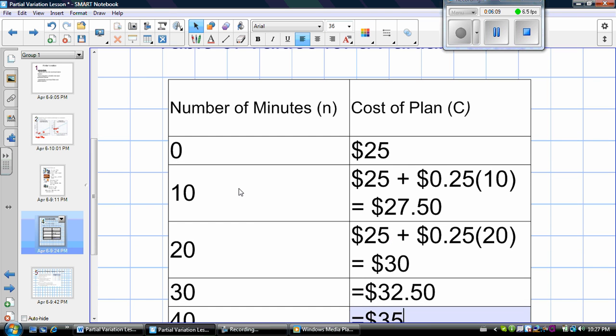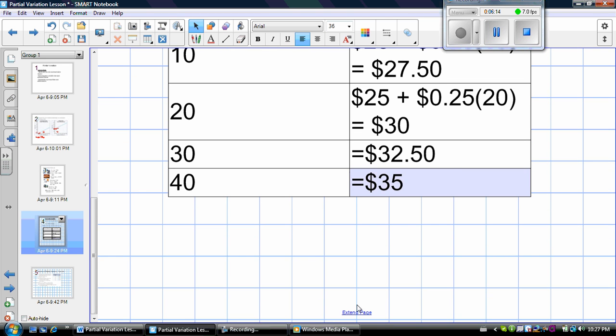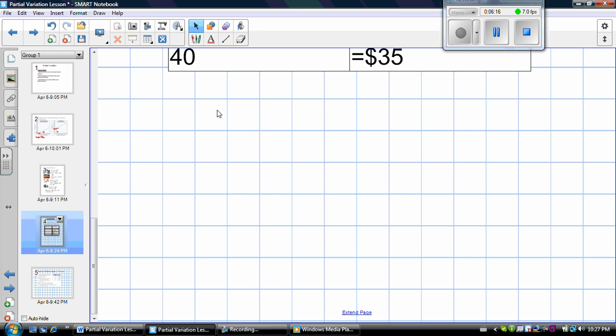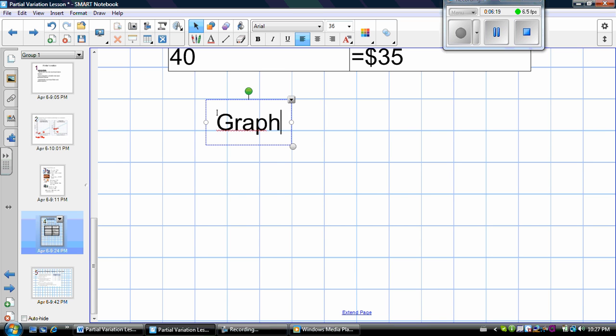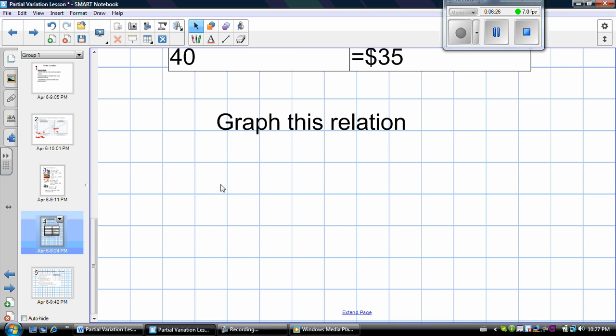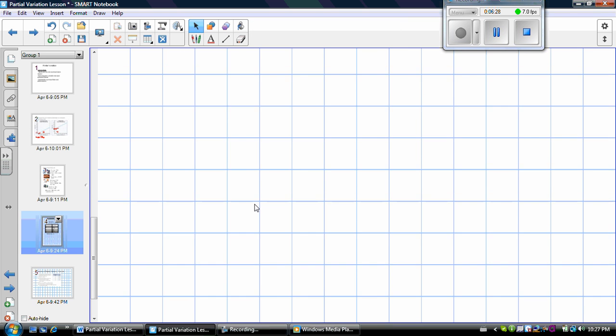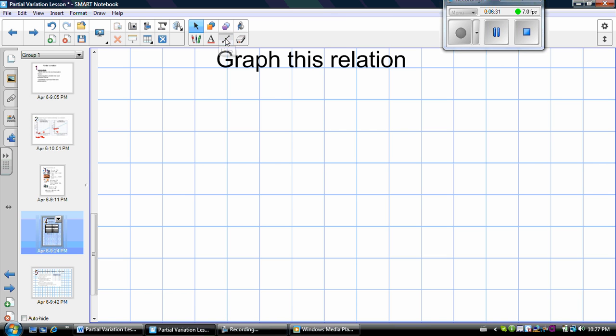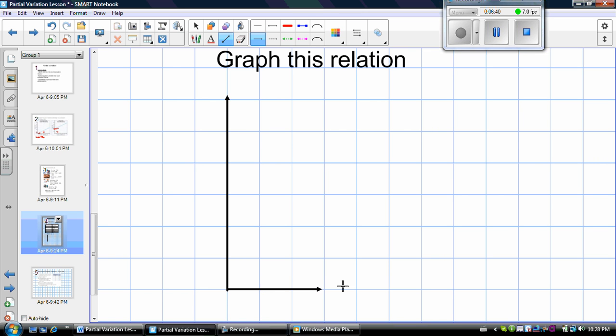All right. Next, I'm going to go on, and I want you to graph this relation. Okay, so let's start with a graph. We need our x-axis, and we need our y-axis. So let's put in our lines here. There we go. There's our y-axis, and there's our x-axis.